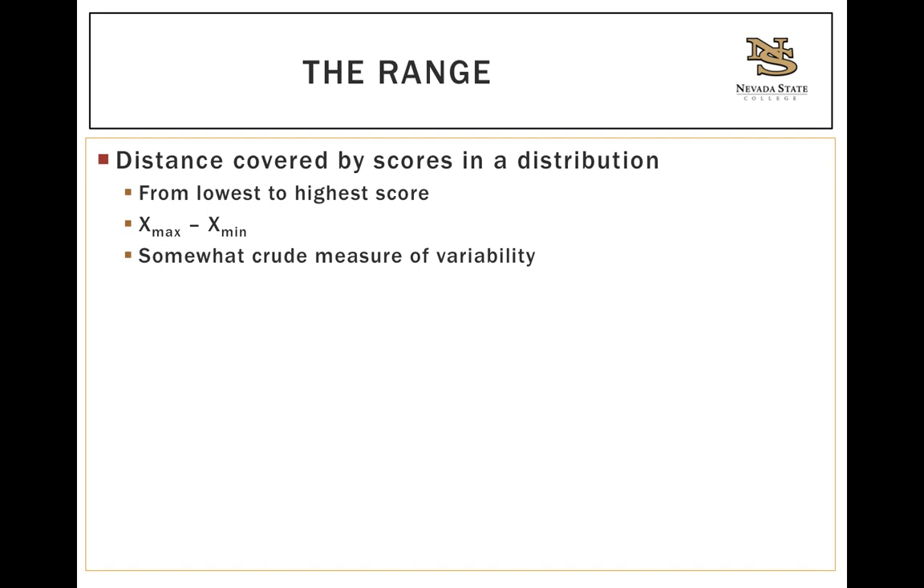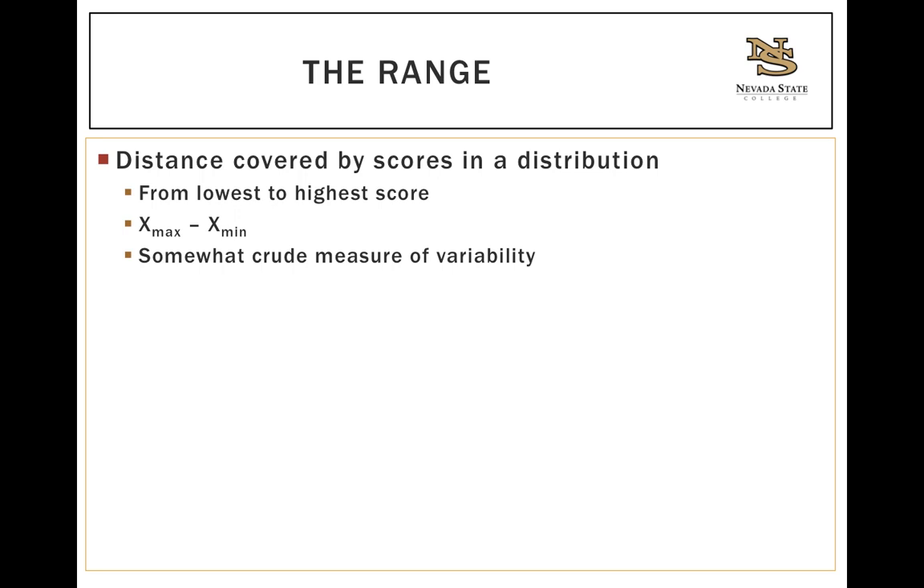However, this is a somewhat crude measure of variability. It doesn't tell us a whole lot other than really just the distance between the highest and the lowest scores. It doesn't really tell us a lot about what's going on in the middle. And we really want to know a little bit about all the scores, not just the highest and lowest scores. As you learned with frequency distributions, sometimes we can have an outlier, we can have an extreme score.